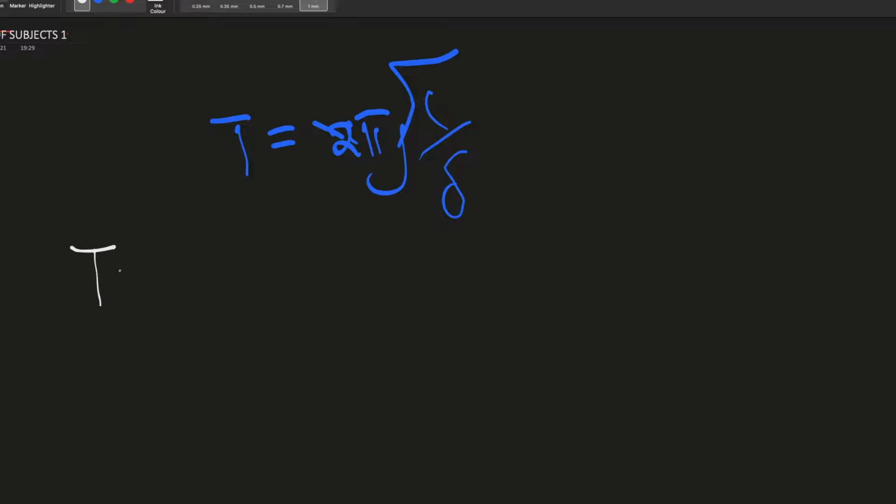Okay, in the first place, our question says T equals 2 pi square root of L over G. So this is how it looks. We're trying to make pi the subject. Okay, so the equation is T equals 2 pi square root L over G.